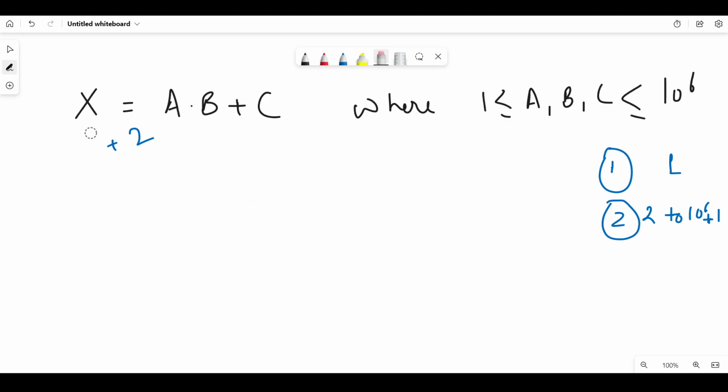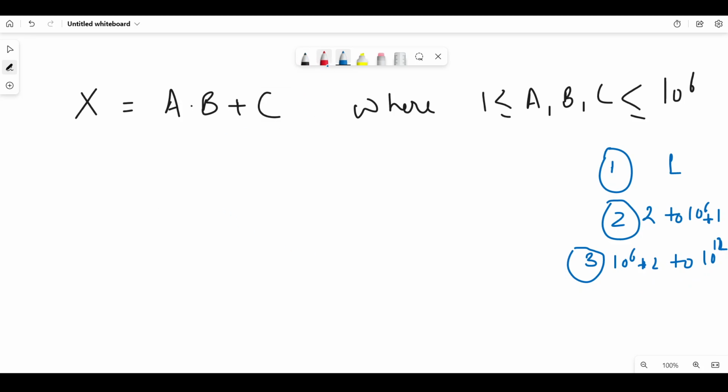In the third case, I will handle values from 10 to the power 6 plus 2 to 10 to the power 12, and it is given in the constraints that the maximum value x can attain is 10 to the power 12. So in this case, we can handle all these values.